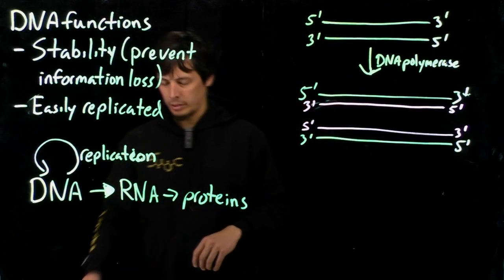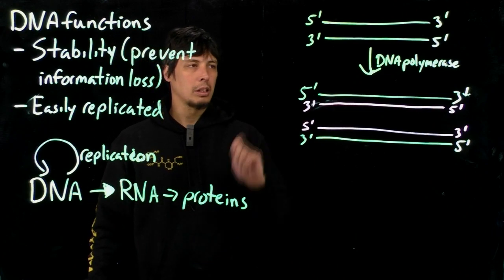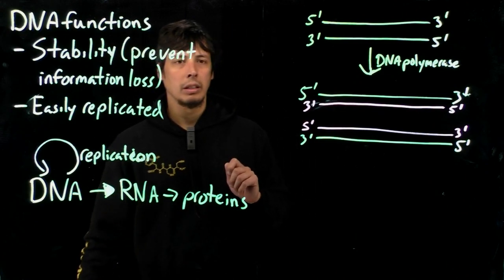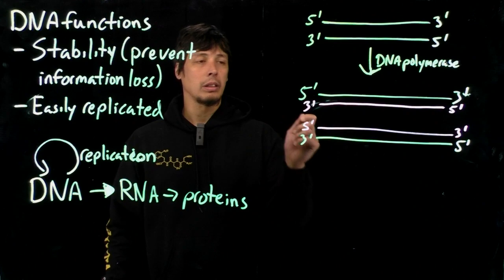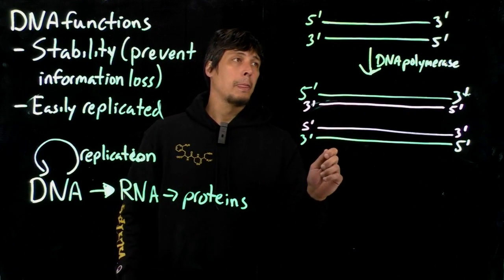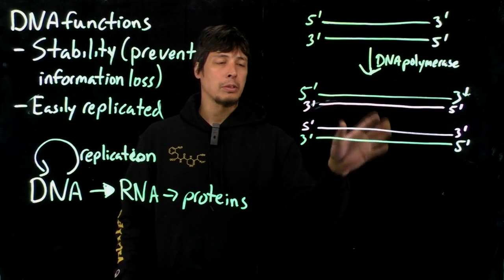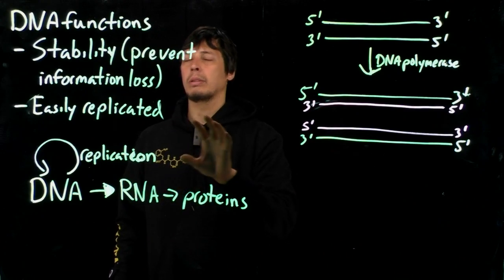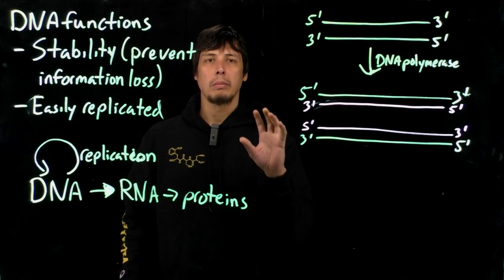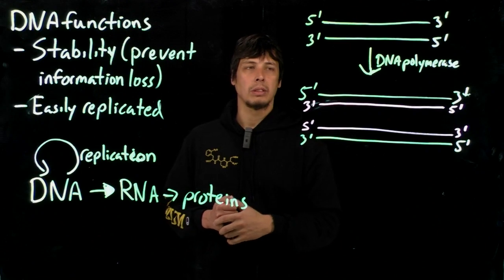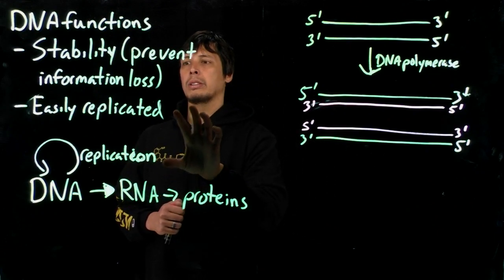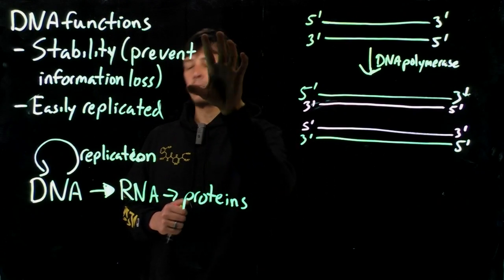So we will look at this a little bit more. I should say, this double-stranded structure allows for the replication part. Now we'll also look more at the macromolecular structure to see how this facilitates both the replication of DNA and also the stability.